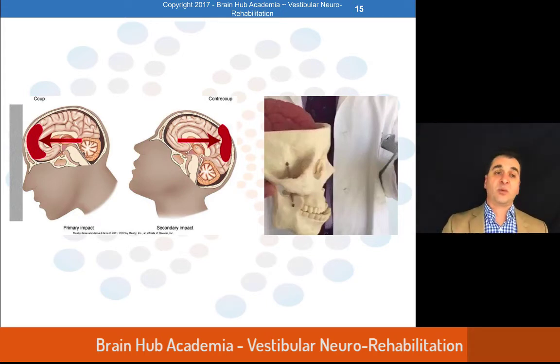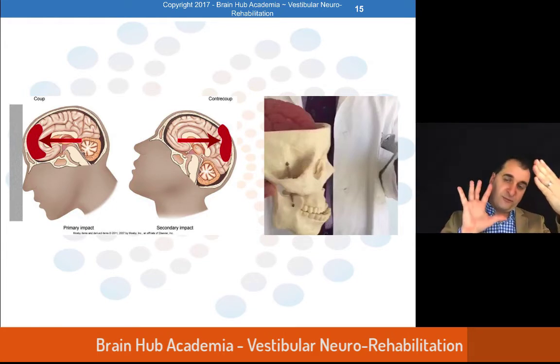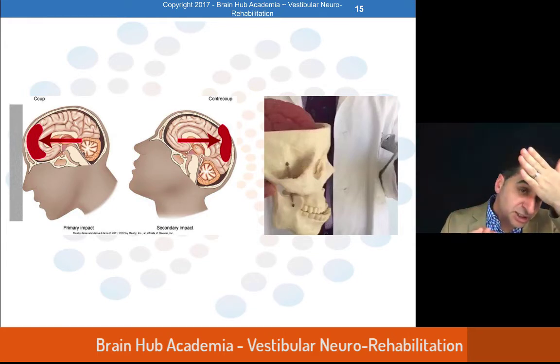So we can get what we call the coup, counter coup, whereby the coup is the primary or first impact. In this instance, a forward head impact will cause a coup in the frontal lobe. The counter coup is the rebound effect that generally happens on the opposite side to the side of impact. So if we hit the front, the frontal area of the skull, we've got the coup. So as we move forward, we hit something that's stationary.